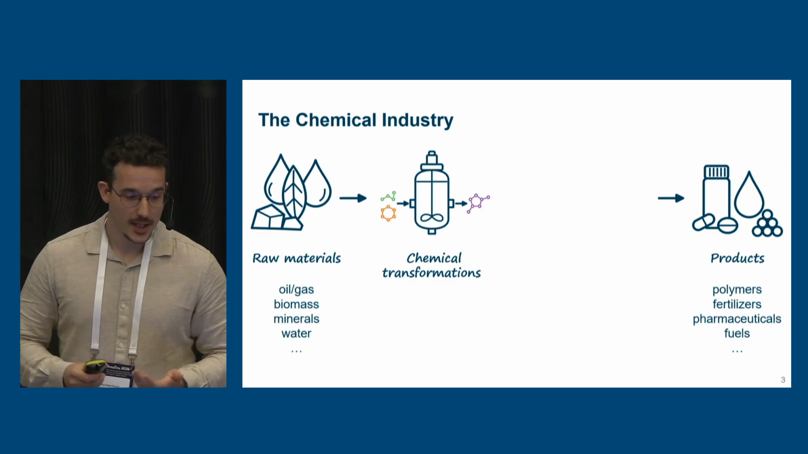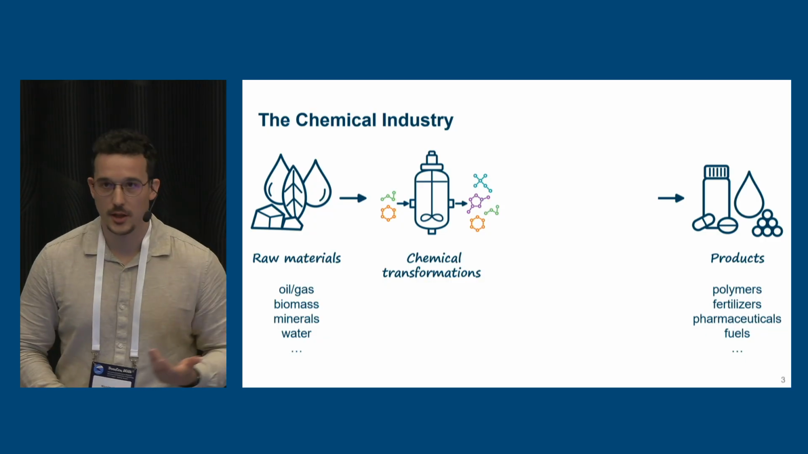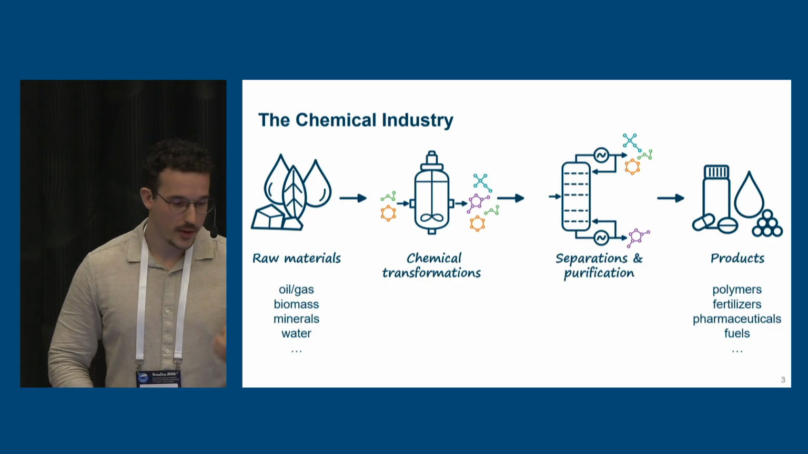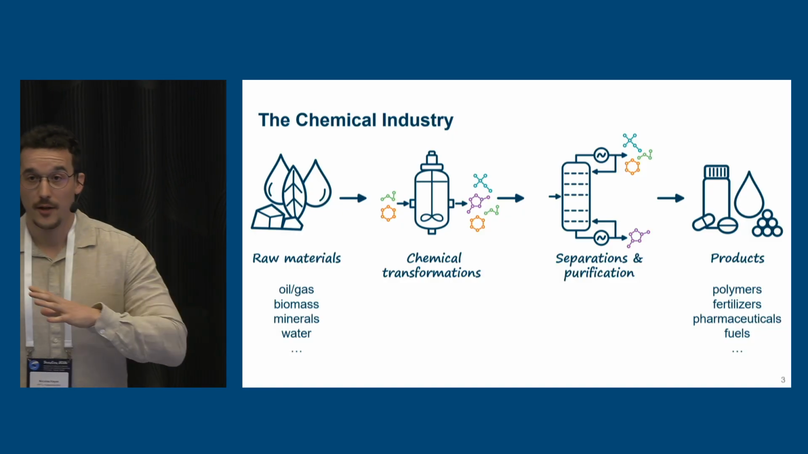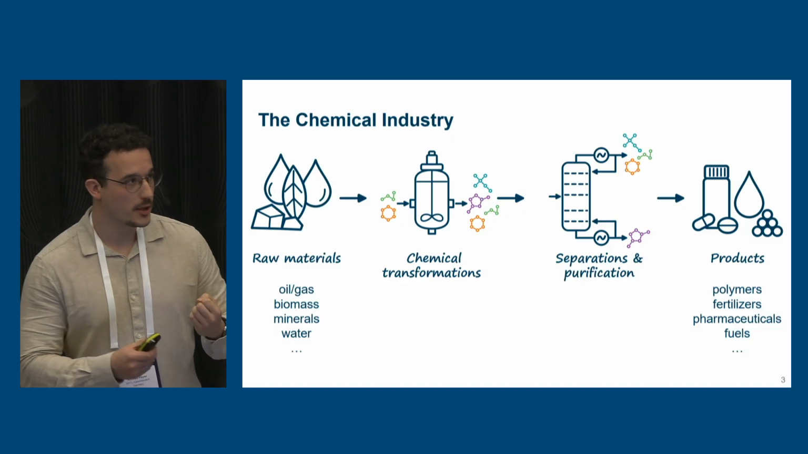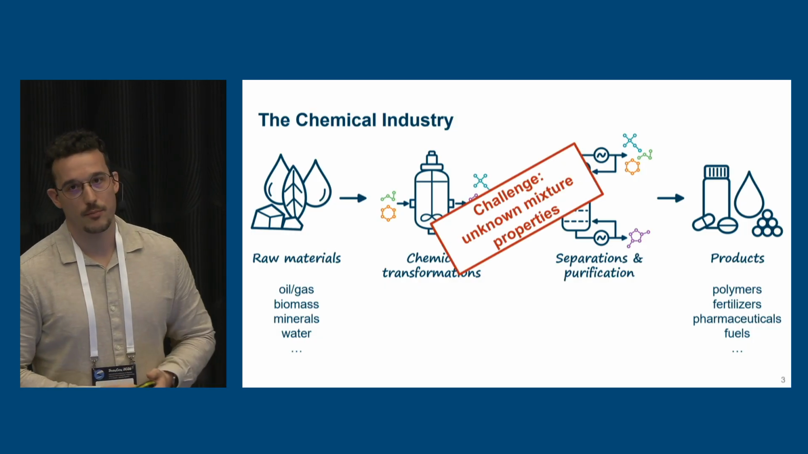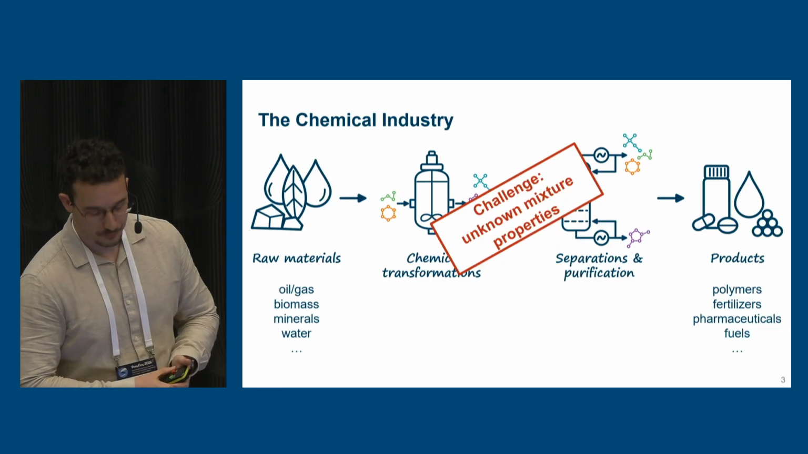But unfortunately, we usually don't end up with pure products right away. Usually we have mixtures with sometimes hundreds of different chemical components. So we need a lot of separation and purification steps. And for all of these steps, we need to know how the mixtures that we are dealing with behave. That means we need to know the mixture properties. For example, the solubility of our product.